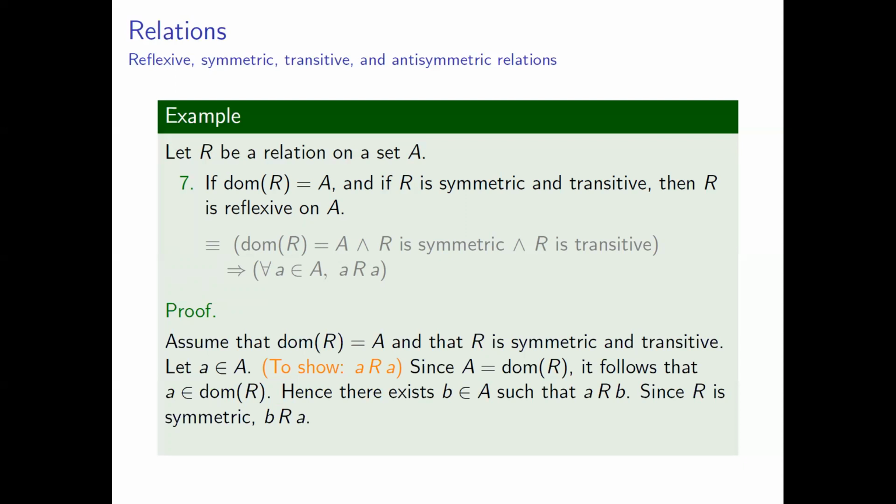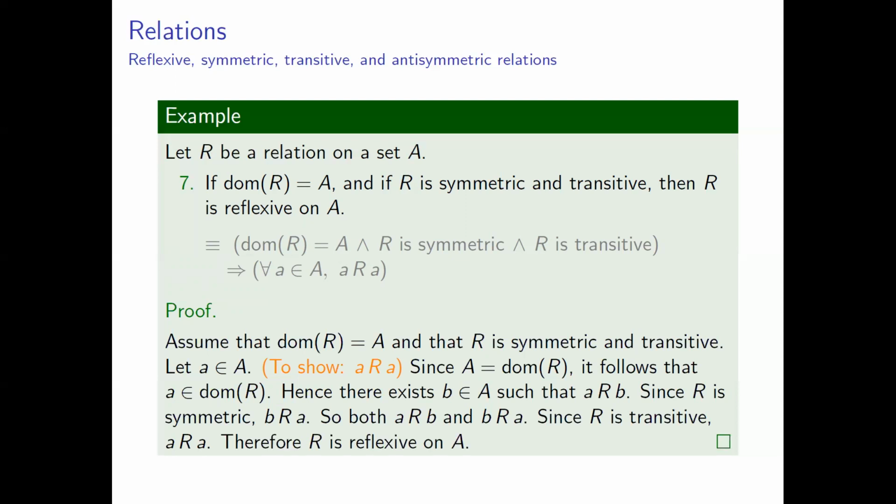Since R is symmetric, B is related to A. So both A is related to B and B is related to A. Since R is transitive, A is related to A. Therefore, R is reflexive on the set A.